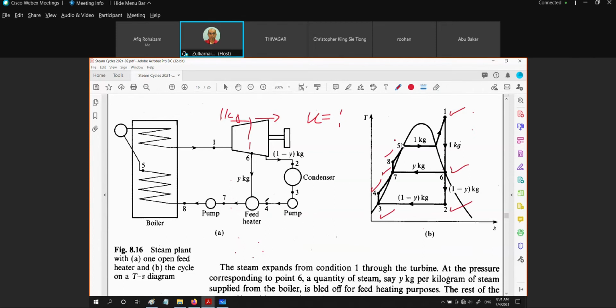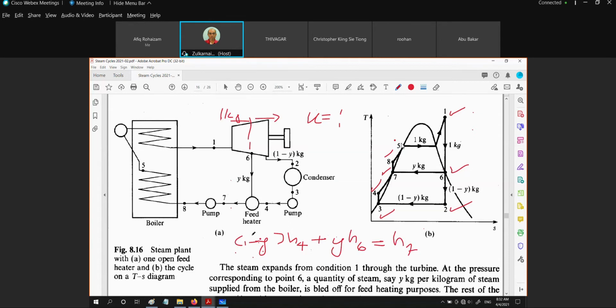So now the energy in at point 4, the fraction of flow is 1 minus y, 1 minus y, H4. And the flow in again is at 6, which is y, H6. And this is equal to the energy coming out from the feed water heater. So this is H7. Okay, the energy balance should be the energy in at 4 plus the energy in at 6 equal to the energy out at 7.